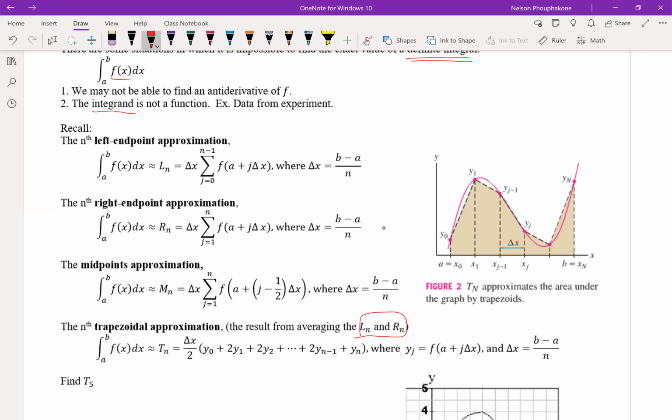Now, before I introduce the trapezoidal approximation, I would like to talk about the notation that we are using. You see, we have y naught, y sub 1, y sub 2. What are they? If you look at the graph, y naught is the output when the input is x naught, so y naught is f of x naught. And y sub n is f of x sub n. This is the input right here.